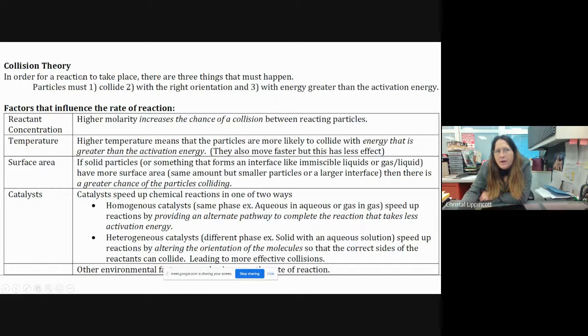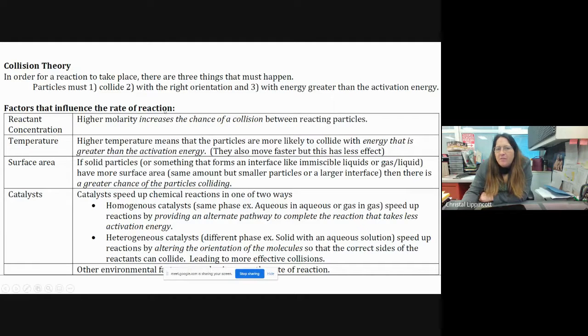All right. Now we have something called the collision theory. The collision theory then is, in order for a reaction to take place, you have to have 3 things happen during that process. Okay. The particles have to collide. They have to be lined up right so that they hit properly. And you have to have energy greater than the activation energy available. If any one of these 3 things doesn't happen, you're not going to have a reaction. Okay?